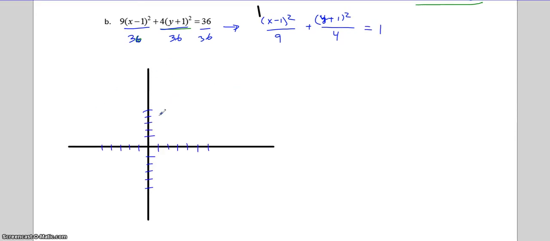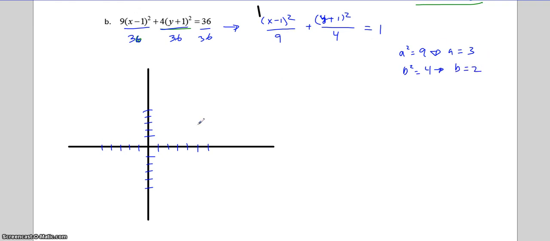Okay, so now to sketch this, I've just gone on and drawn some axes here. We need to get all our pieces. So the major radius is going to be the larger of the 2 numbers here. So a squared equals 9 gives us a equals 3. And we know b squared is going to be 4, which is the smaller, which means b is going to be 2. So that gives us our major and minor.